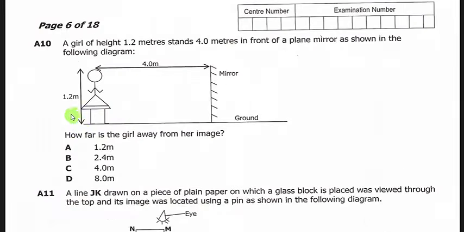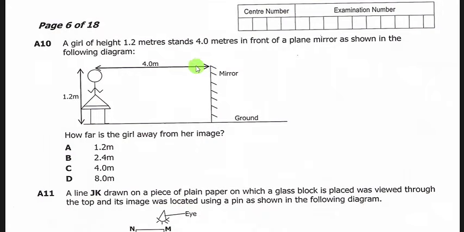So question number 10 says, a girl of height 1.2 meters stands 4.0 meters in front of a plane mirror as shown in the following diagram. So we have a girl here whose height is 1.2 meters, that is her height, and they're saying she stands 4.0 meters in front of a plane mirror. So there's a mirror here, and then she stands from the mirror 4.0 meters. All right, then the question says, how far is the girl away from her image? Yeah, so now they want you to know the image of the girl.